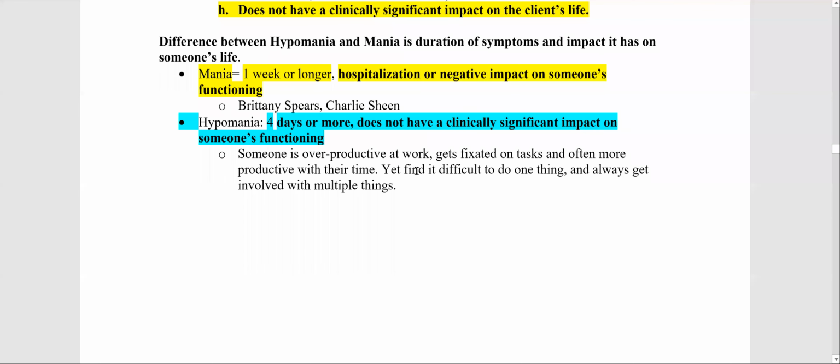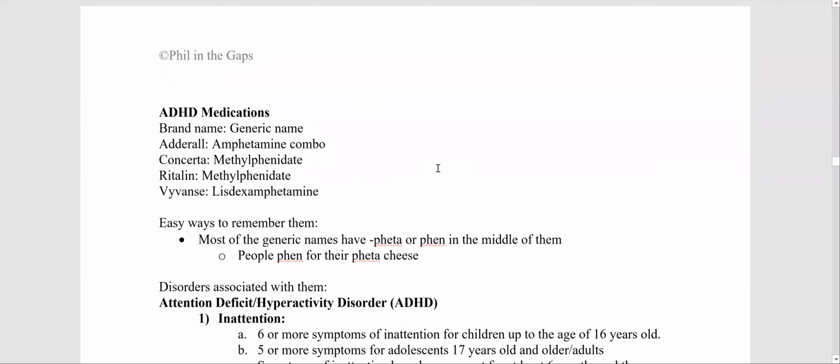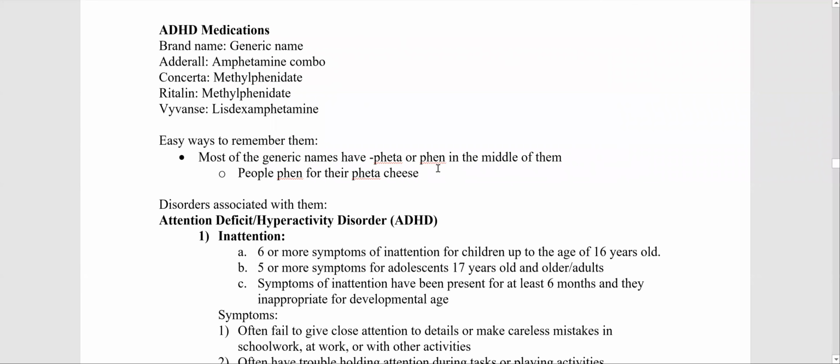And if we want to go back, bipolar 2 also requires a depressive episode. So an example of this: someone is overproductive at work. They get fixated on tasks and are often more productive with their time, yet they find it difficult to do one thing at a time, and they get involved in multiple things, which is not maintainable, and they become overwhelmed and not able to focus on the particular things that they've signed themselves up for. So those are our mood disorders, and we will get into the next category, which is our ADHD medications.